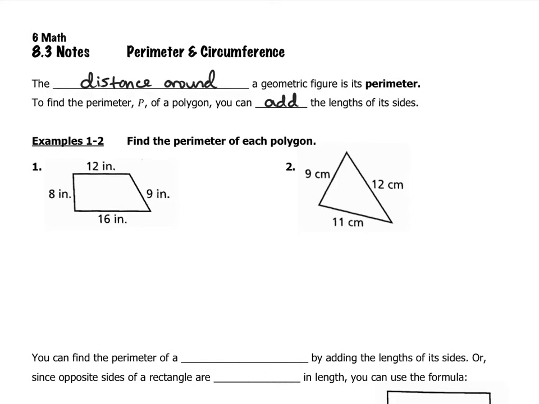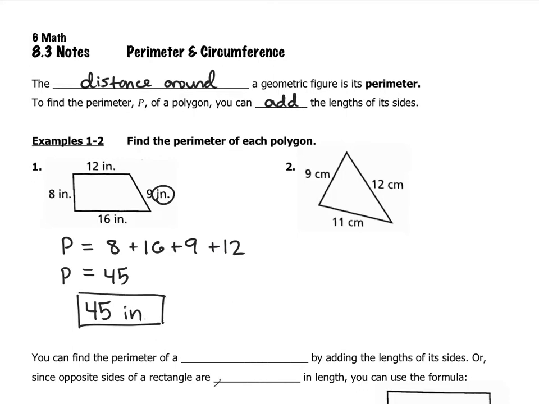So for example, here in number 1, we have a trapezoid, and we're given all of the side lengths, 12 inches, 8 inches, 16 inches, and 9 inches. So the perimeter of this trapezoid is going to be found by adding all of these sides. 8 plus 16 plus 9 plus 12. And when I add all of these sides together, I get that the perimeter is 45. You want to be careful and make sure you're using labels for all of your perimeters. So because our units were in inches originally, that means that the perimeter of this trapezoid is 45 inches.